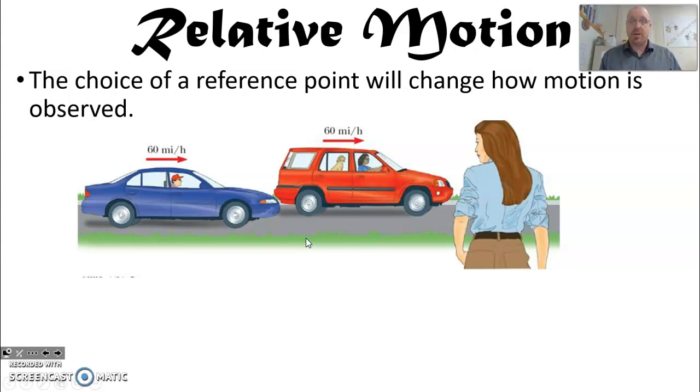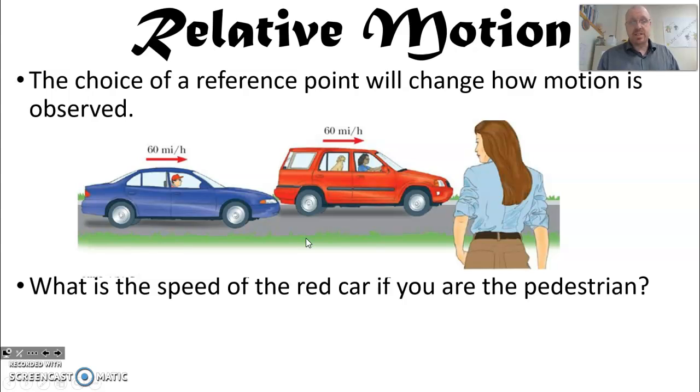But let's look at the driver in the blue car and the dog in the red car. To the dog, the driver in the blue car is not moving at all because they're both moving at the same rate of speed. Okay? So again, what is the speed of the red car if you're the pedestrian? Well, that's pretty obvious. The pedestrian is not moving, so the speed of the red car is 60 miles per hour.